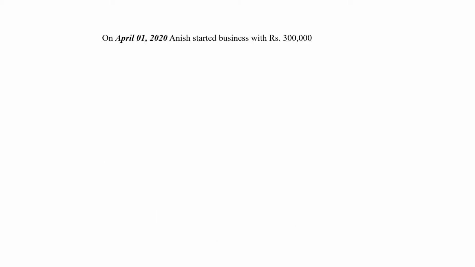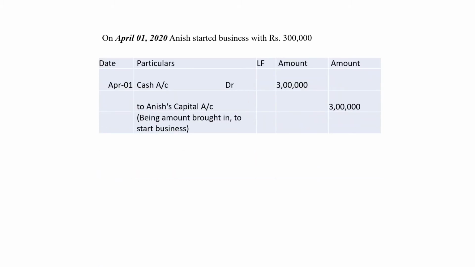Now let us look at this transaction over here. On 1st of April 2020, Anish started business with rupees 3 lakh. How would I journalize this entry? So over here we have the format of the journal.